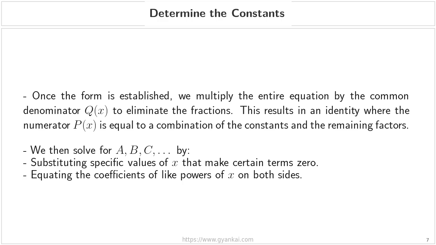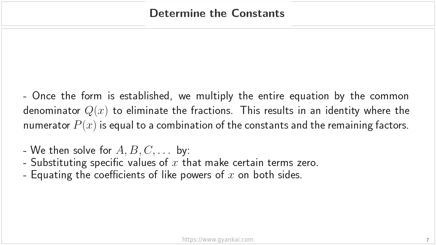The first is substitution. We strategically choose values of x that will make certain terms on the right side of the equation equal to 0. This allows us to directly solve for one of the constants. For example, if we can make a term with a in it disappear by choosing a specific x value, we can solve for it right away.